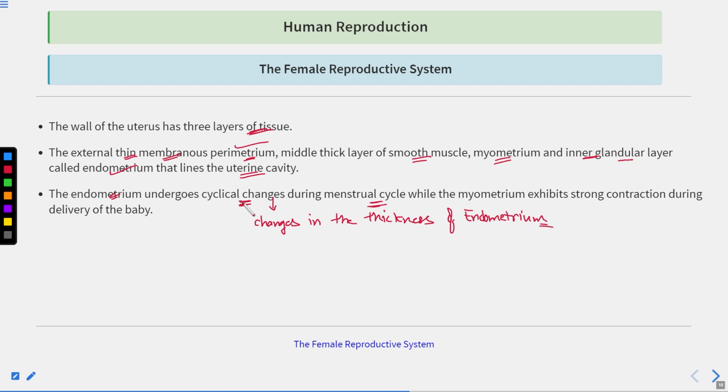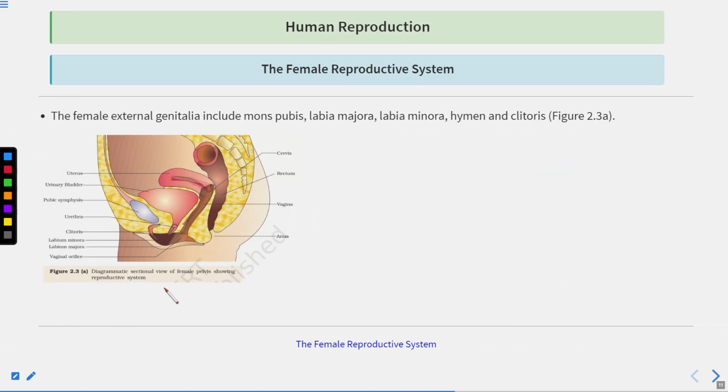So the endometrium undergoes cyclic changes during the menstrual cycle, while the myometrium exhibits strong contraction during the delivery of the baby. A lot of hormones are also released during the delivery of the baby, such as relaxin and oxytocin. So this helps in the contraction of the muscles that leads to the delivery of the baby. Clear?